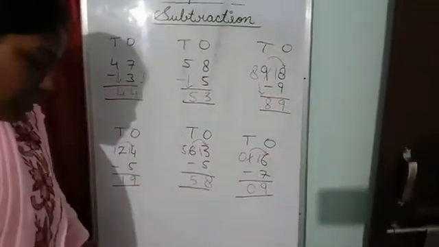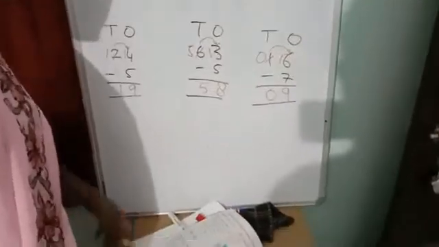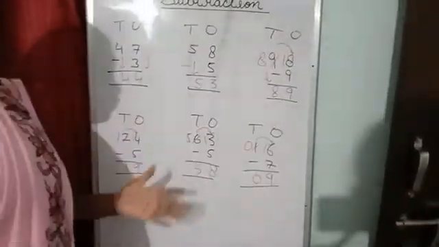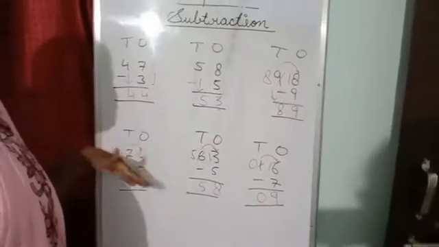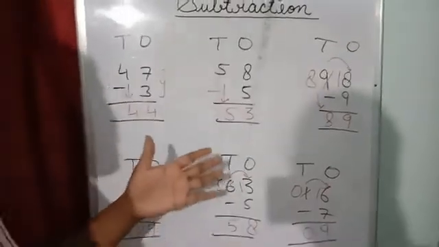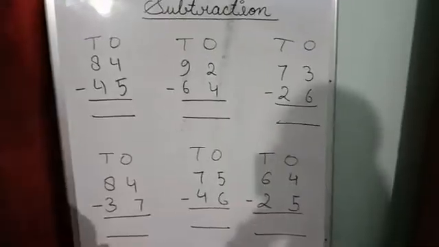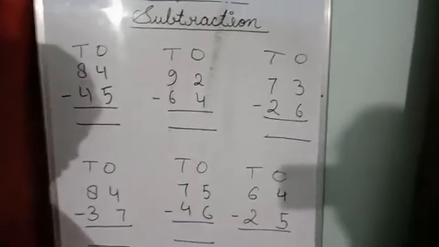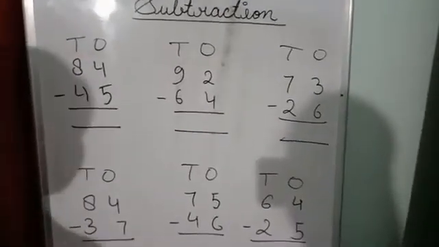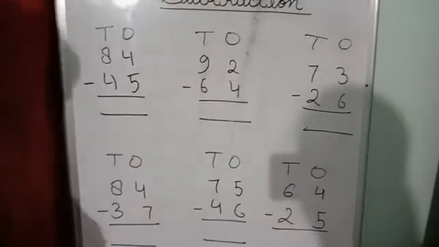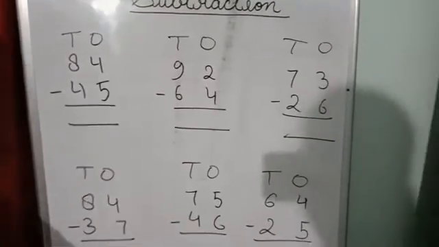Okay, like that you have to do in your maths book on page number 63. Now we will discuss the next one, that is subtraction of two-digit numbers with borrowing. In this we were subtracting one-digit numbers, and the next topic is with two-digit numbers. So let's do the exercise. Now the next exercise is on page number 65, subtraction of two-digit numbers with borrowing.